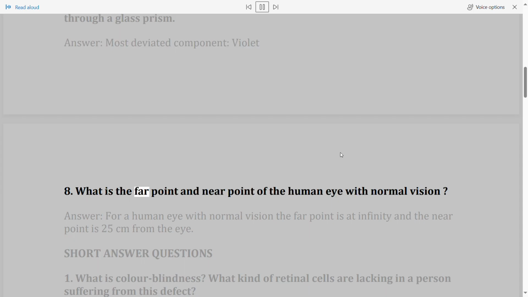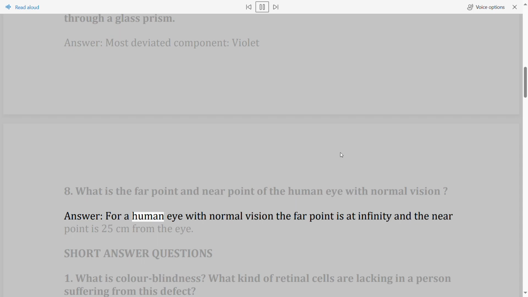8. What is the far point and near point of the human eye with normal vision? Answer. For a human eye with normal vision, the far point is at infinity and the near point is 25 centimeters from the eye. Short answer questions.